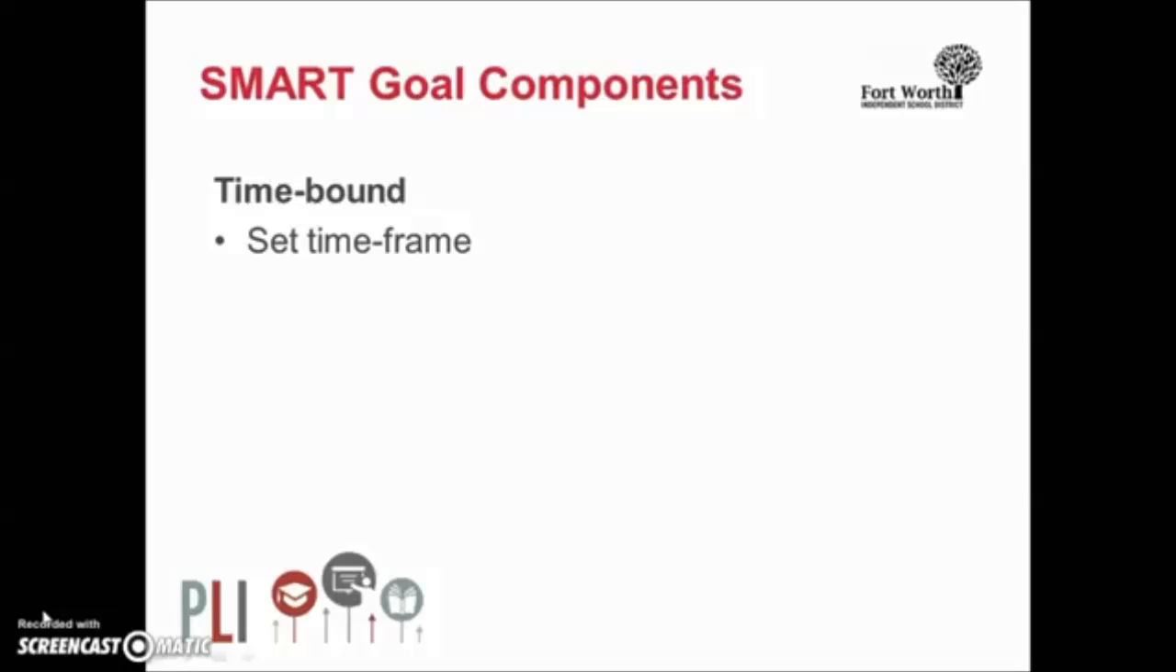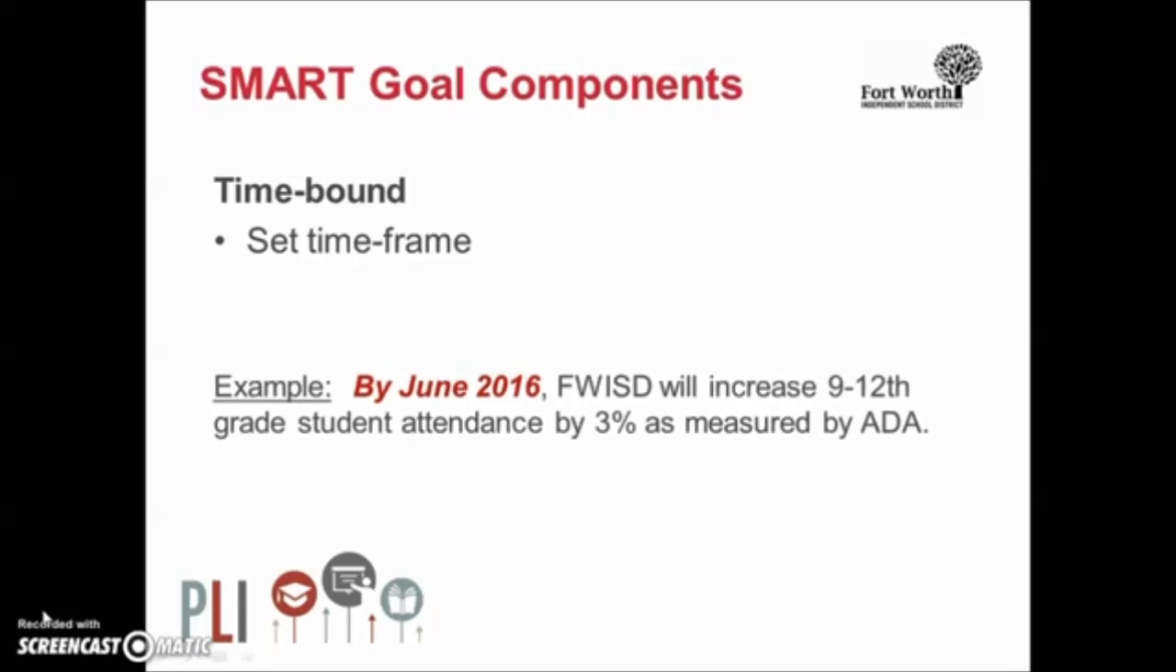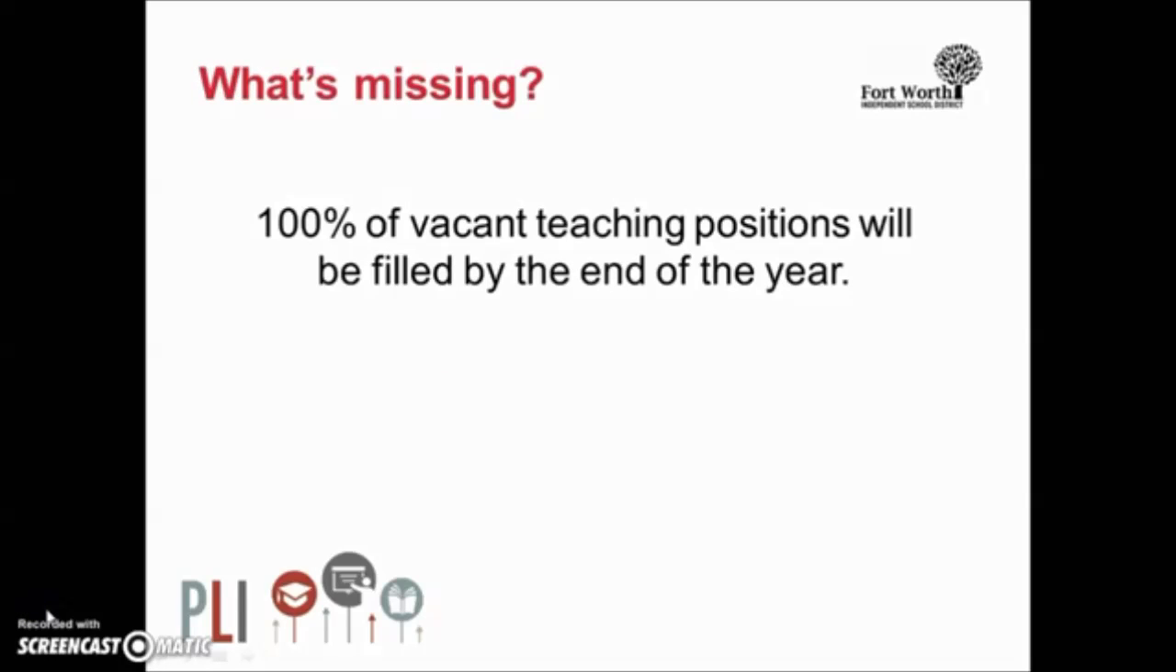The last component is time-bound. All SMART goals must have a time frame included as to when the goal is to be met. In our example, this SMART goal is to be accomplished by June 2016. Let's test your SMART goal knowledge by identifying the missing components in the following goals.